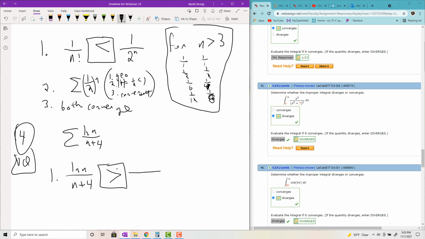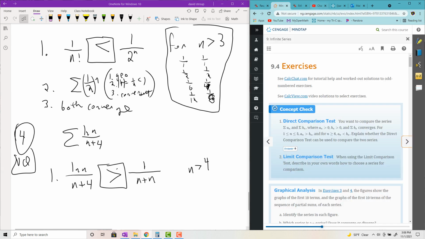And so in order to pull this off, I need to increase the denominator. So instead of n plus 4, I'm going to go n plus n. And in the numerator, to decrease it, all you have to do is put a constant up there. You know, ln of n will be greater than 1 for n greater than e, or 3, or so we would say n greater than 4. This will work.